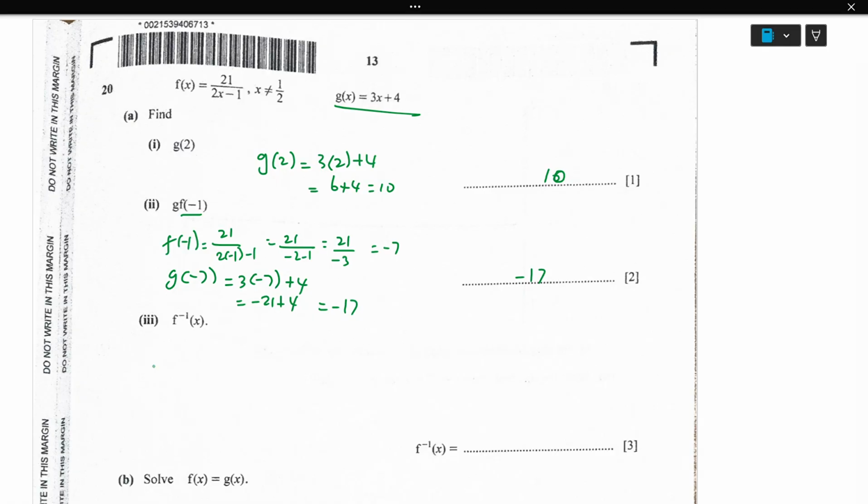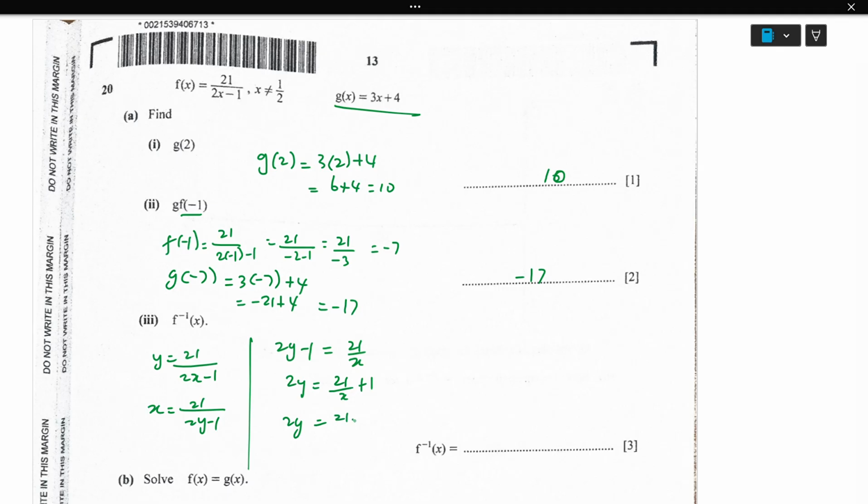Next, f inverse of x. So f of x is going to be y equals 21 over 2x minus 1. Now swap x and y. So x equals 21 over 2y minus 1. From here, 2y minus 1 equals 21 over x, rearranging. So 2y equals 21 over x plus 1. On the right side I'll take the LCM, so 21 plus x over x. Now bring the 2 here. y equals 21 plus x over 2x. Thus the answer is 21 plus x over 2x.